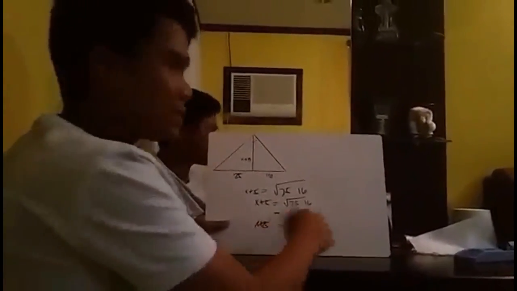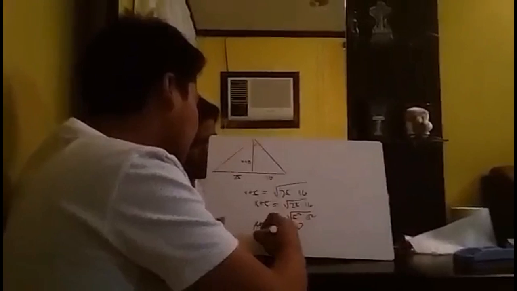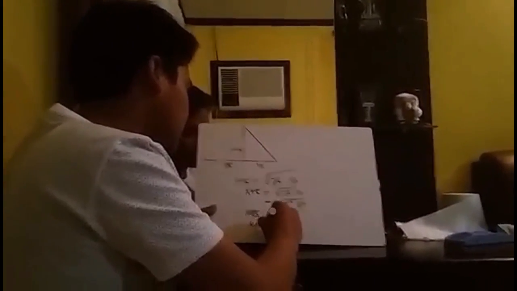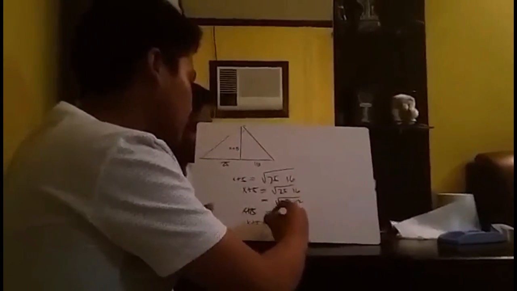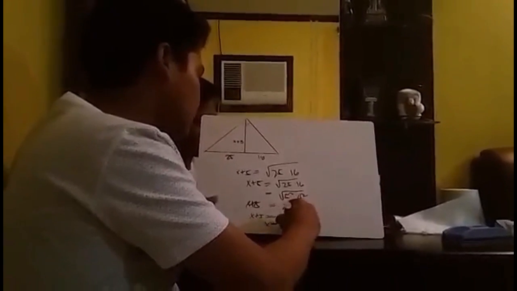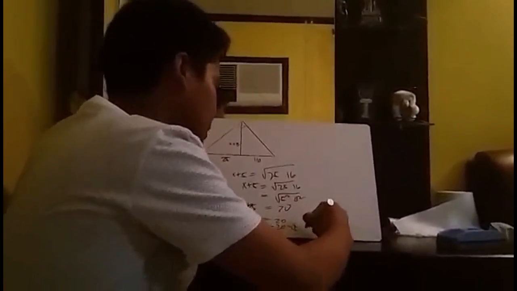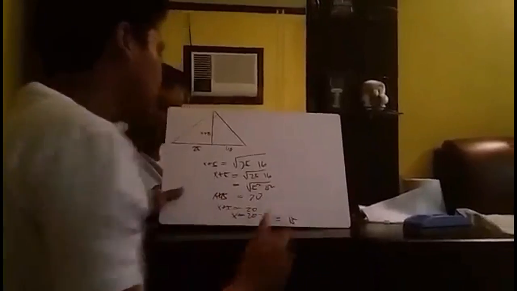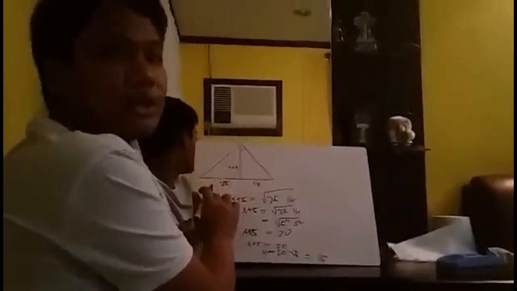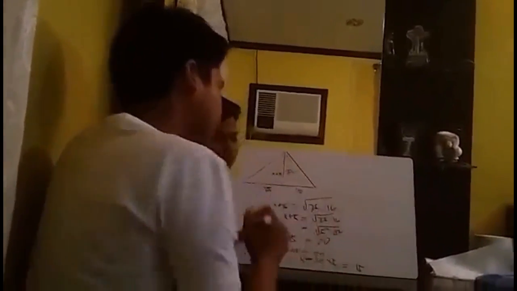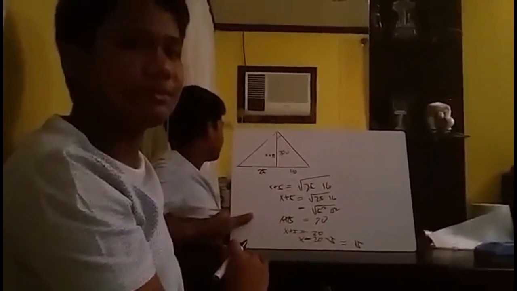So we will simply transpose it. X plus 5 is equal to 20. X is equal to 20 minus 5, which is equal to 15. So the value of x is 15. So the height is 20 units. That's all.